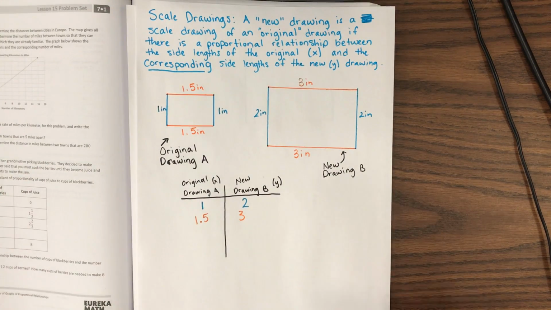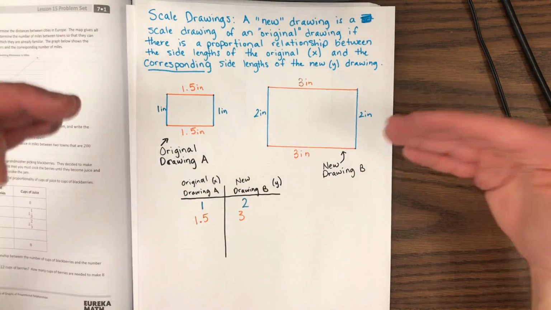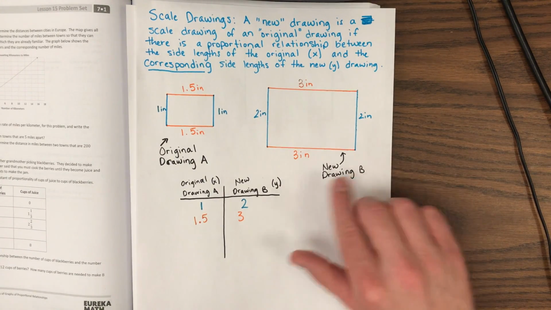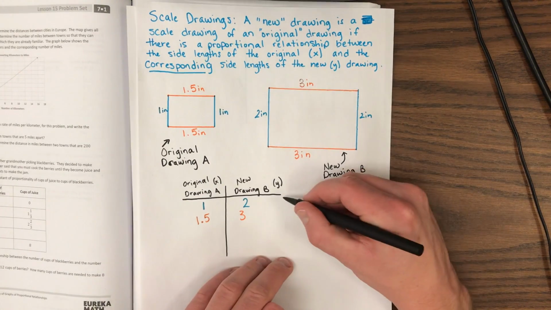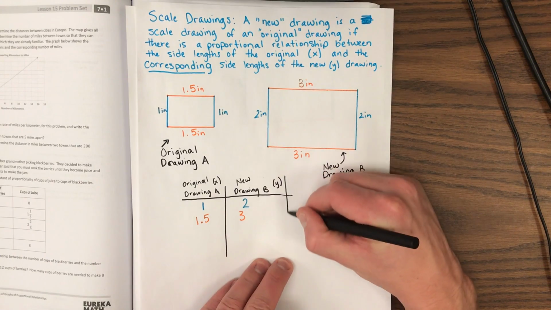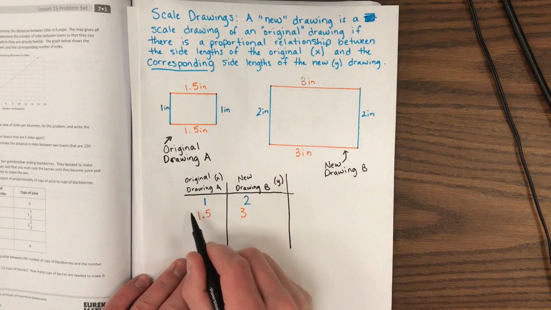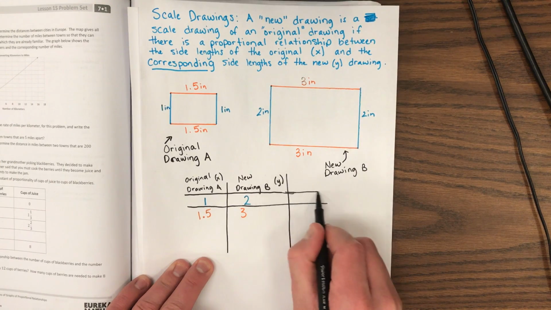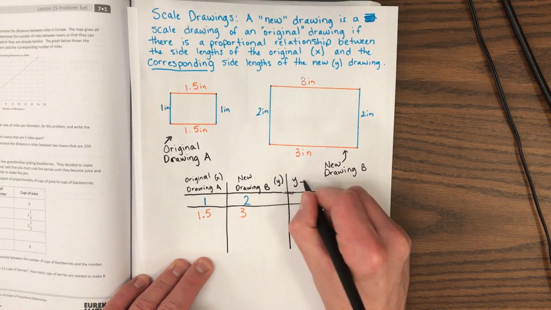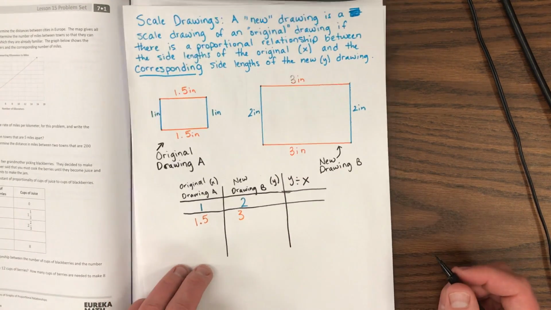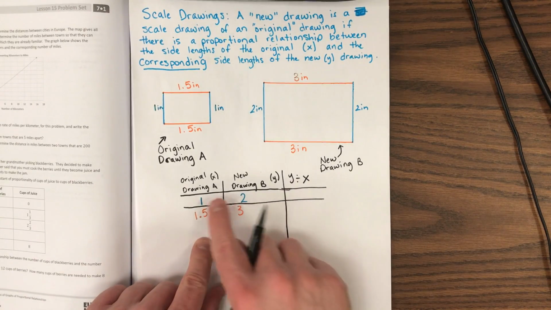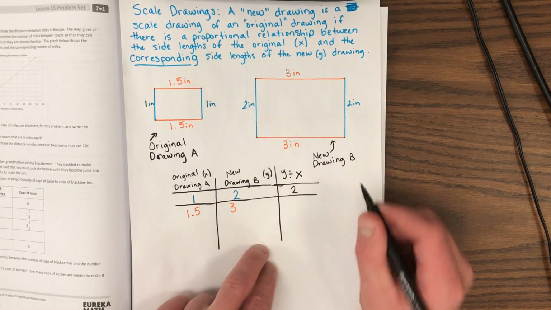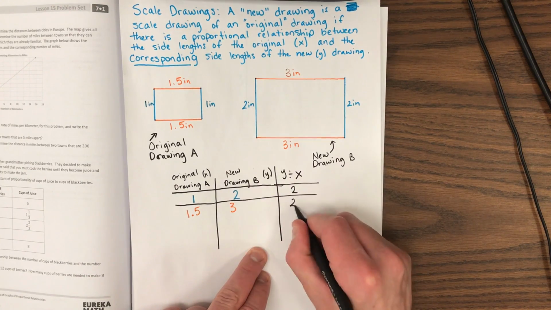And then the way we check whether or not these drawings are scale drawings of each other, or more technically, whether drawing B is a scale drawing of drawing A, is nothing new compared to what we've been doing. I'm just going to make a new column in my table. I'm going to call it my y divided by x column, surprise, surprise. And I'm going to check whether or not these ratios are the same for each one. 2 divided by 1 is 2. 3 divided by 1.5 is also 2.